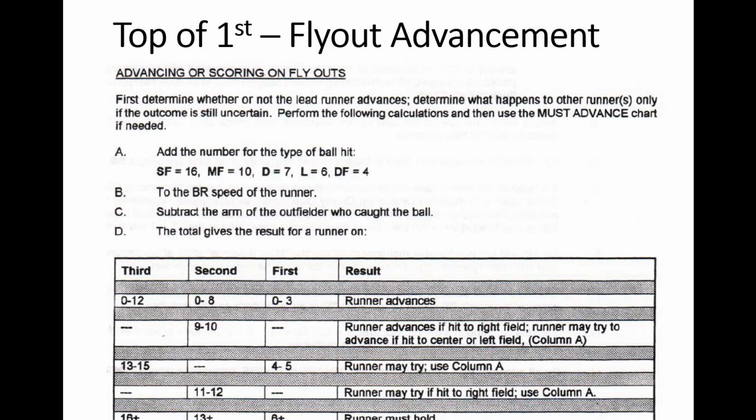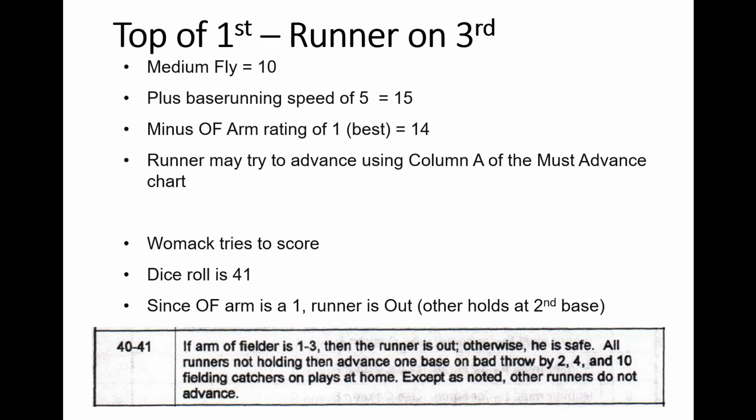And I'll let you just study that for a second, but we're focused on the runner at third. The math here is we have the medium fly of 10, the base running speed of 5, that gives you 15, minus the arm rating of 1, which we're assuming the center fielder has an arm rating of 1. So we're now at 14.